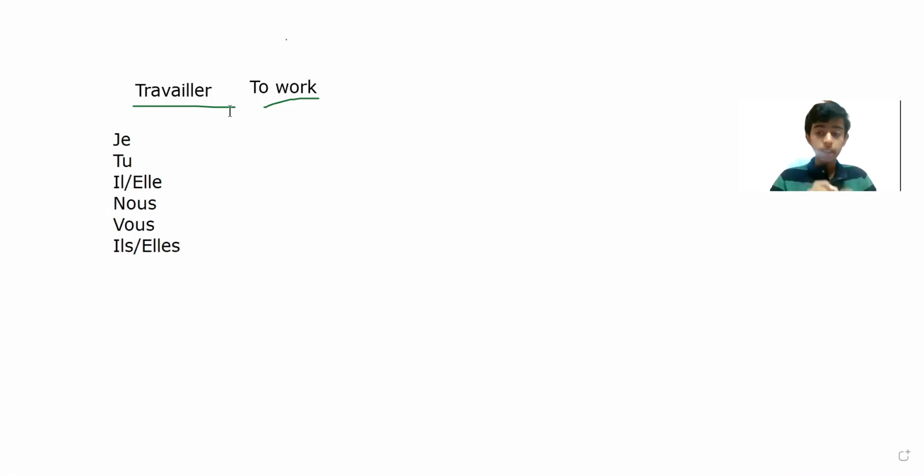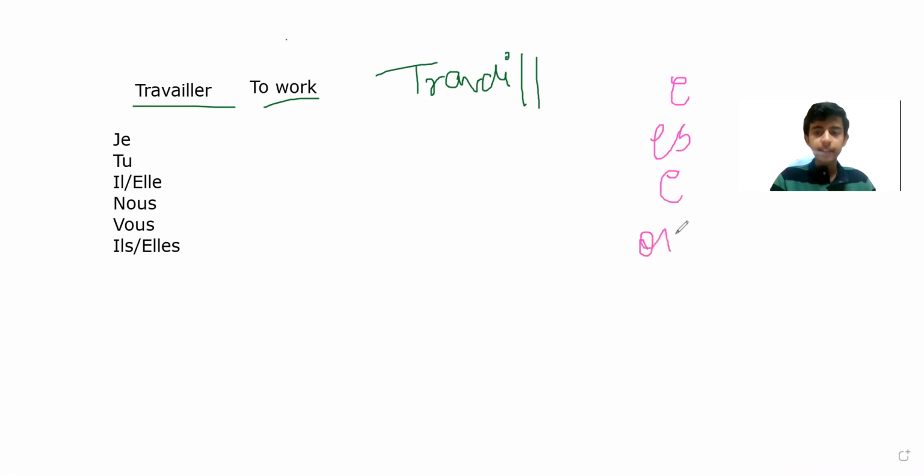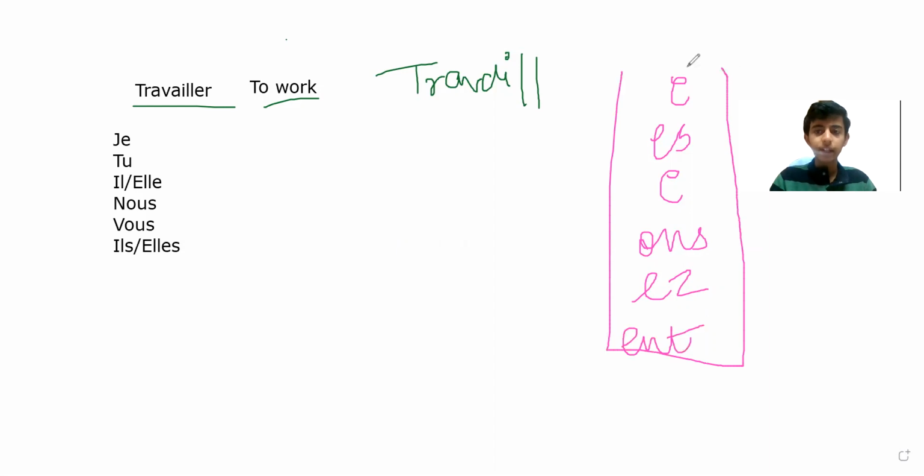Now just try to focus on how we are about to do this. First step is to remove ER. Whatever is left if we remove ER is known as the stem. Now add the endings. What do you have to add? You need to add E, ES, E, ONS, EZ, ENT. These are the endings that you need to add.